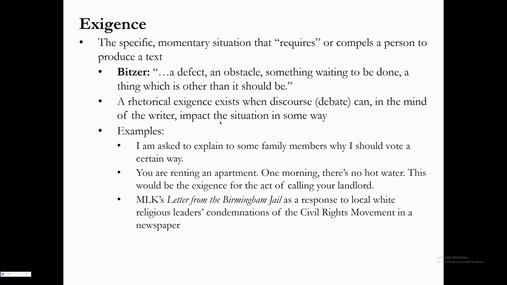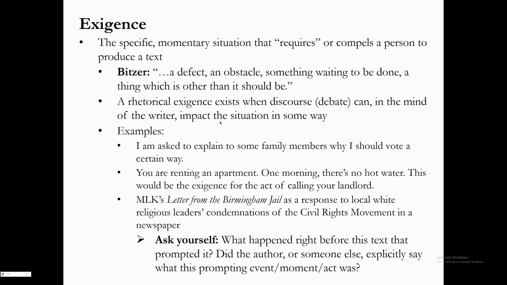Also, Martin Luther King Jr.'s Letter from Birmingham Jail, this is a text that we'll look at later this year, was a response to a bunch of local white religious leaders in Birmingham condemning King's work in the civil rights movement in their city. So they wrote an open letter in the newspaper that condemned King's work. King responded with the text we know as Letter from Birmingham Jail. So that letter written by the white religious leaders was the exigence for King's letter.